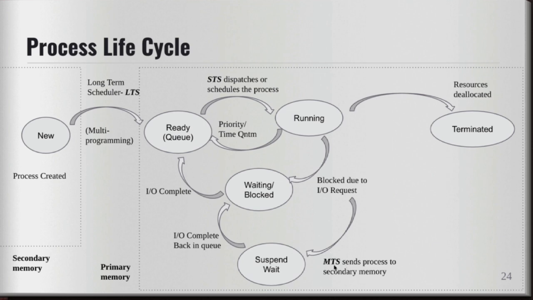And this job is handled by the medium-term scheduler. The medium-term scheduler sends the process to the secondary memory when we don't have enough space available in the primary memory. All right. So I hope that's understood about the process lifecycle. And there are different types of schedulers, as I've just explained to you. So let's just go over them quickly.